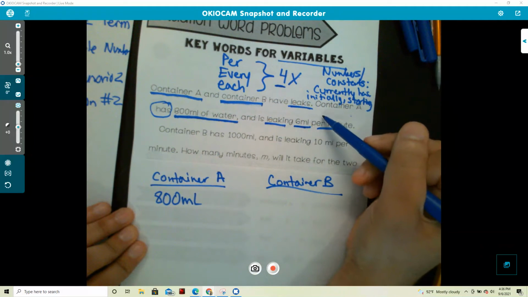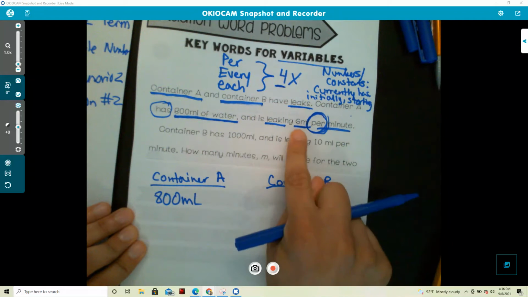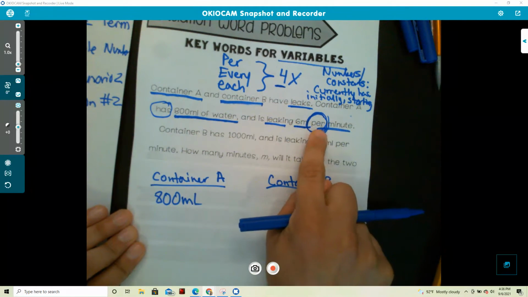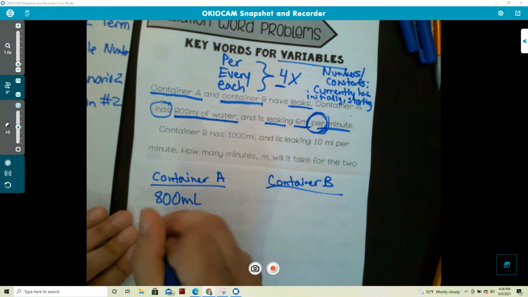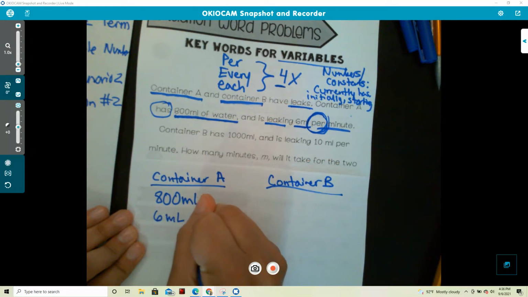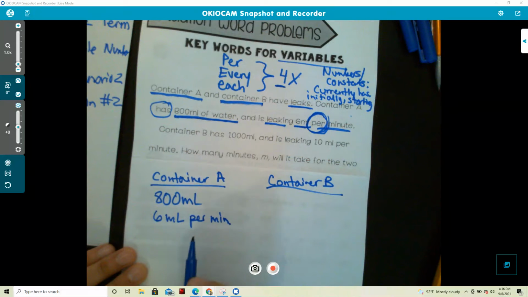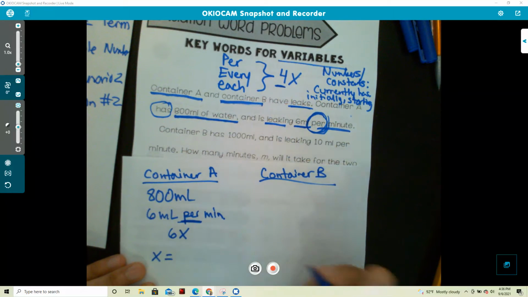Here's our variable word. So 6 milliliters per minute. So that means, I'm going to write that in, 6 milliliters per minute, our keyword per, our variable word. So that means I'm going to set that up as 6x, where x equals minutes, because per minute, so x equals minutes.